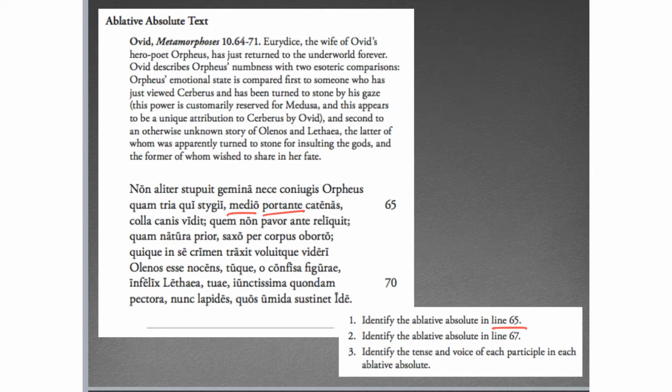All right, so saxo aborto, that's going to be our ablative absolute. Aborto is from aborior, it's the fourth principal part. And then with stone rising through the body. Ovid's Cerberus has the power of Medusa, whereby he can change people into stone. All right, tense and voice, portanta is present active, and aborto is perfect passive.